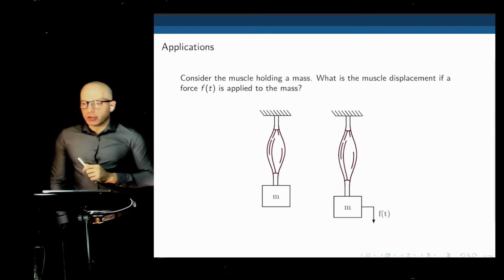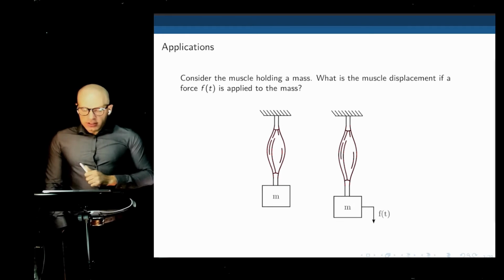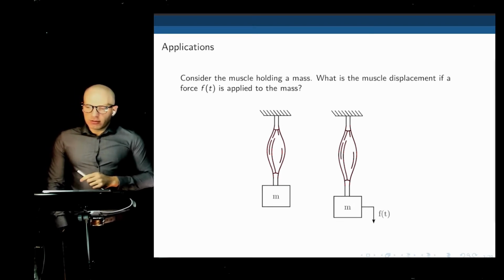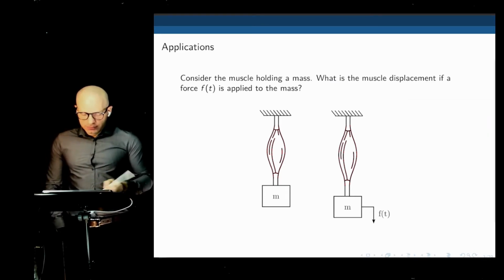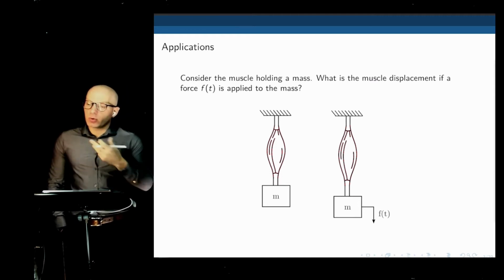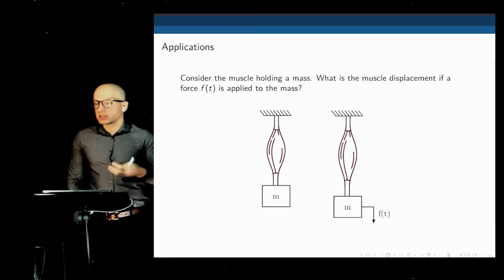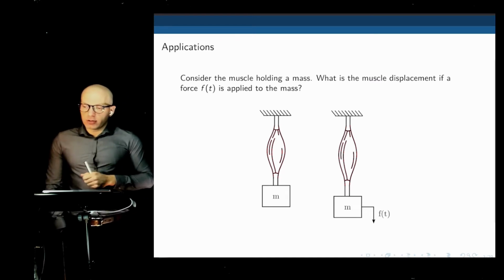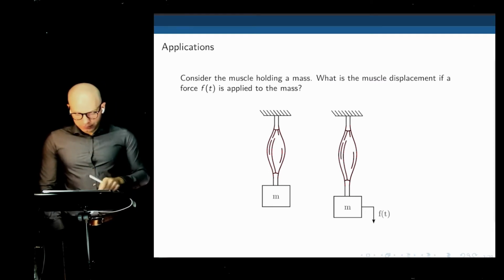Let's consider this example here. We have a muscle holding a mass. What is the muscle displacement if a force F(t) is applied to the mass? What is the final displacement? If, for example, we apply a step force of 5 newtons, by how much does the muscle stretch? What you can do is to model the system, take the inverse Laplace transform, and make time tend to infinity and see at which value the muscle settles. Or we could use the final value theorem that can give us the same answer in the frequency domain, and in that way, we don't need to compute the inverse Laplace transform.